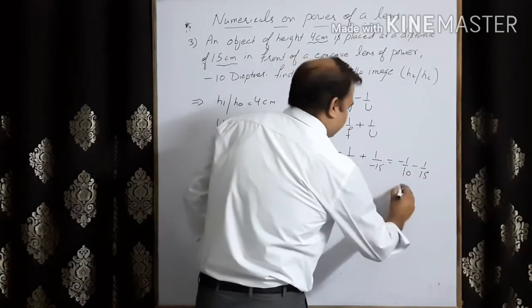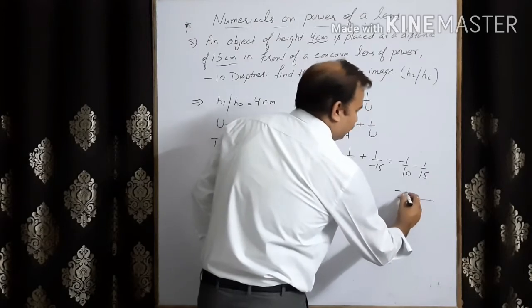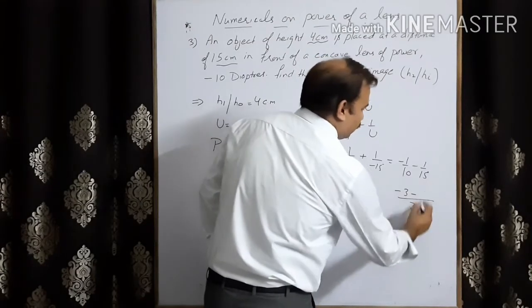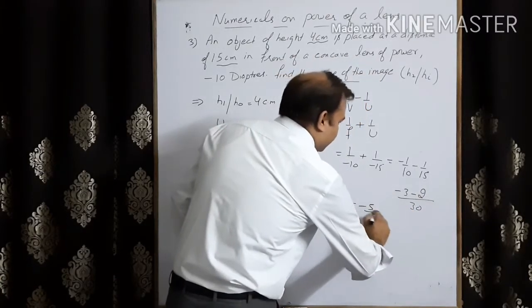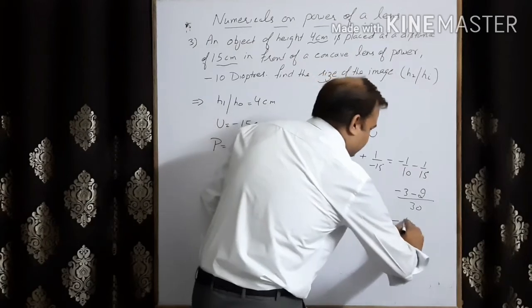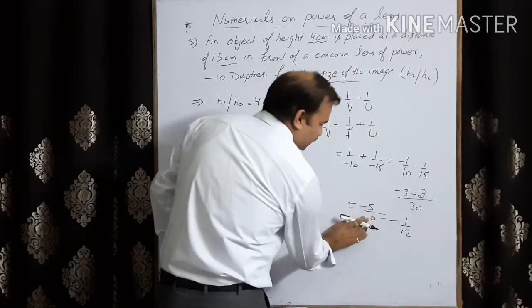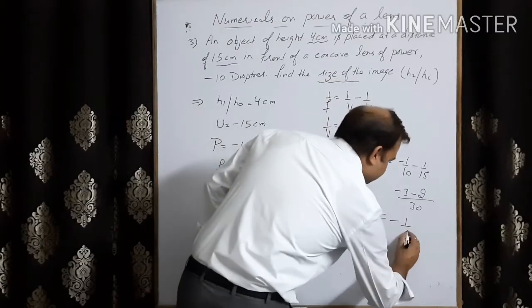So LCM will be 30. 10 3s are 30, so this will become minus 3. 15 2s are 30, so this will become minus 2. So this will be minus 5 by 30, which is equal to minus 1 by 6. Sorry, this is 30, my dear.